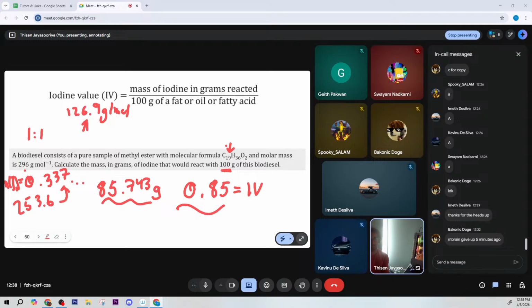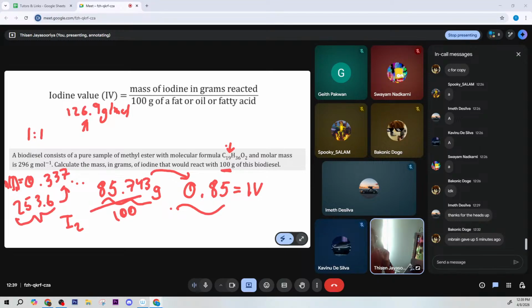Then afterwards, we use our molar ratio to find the number of moles of iodine that we reacted. We then times this by the molar mass of iodine, so I2, because it only exists as I2. And we get 85.73. Afterwards, we did 85.73 divided by 100, and we got this. This is what we call our iodine value.